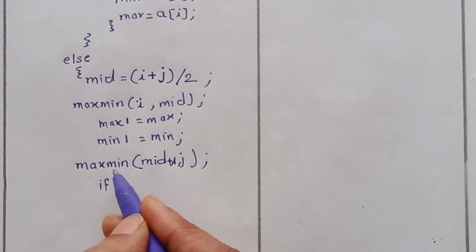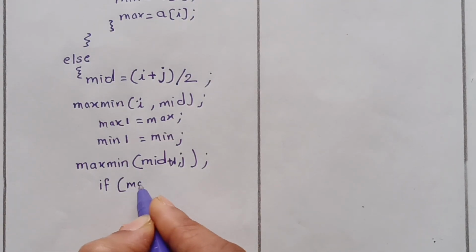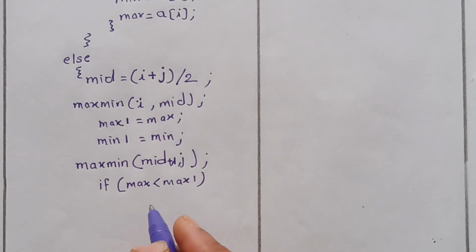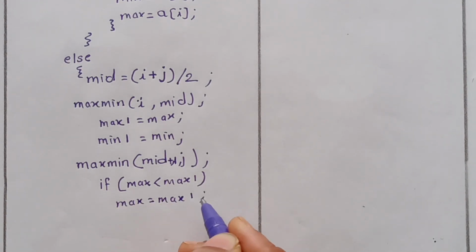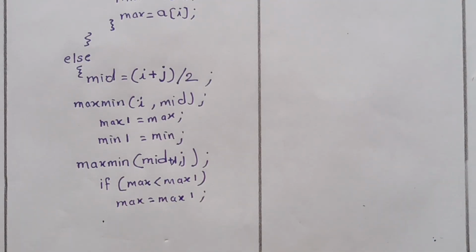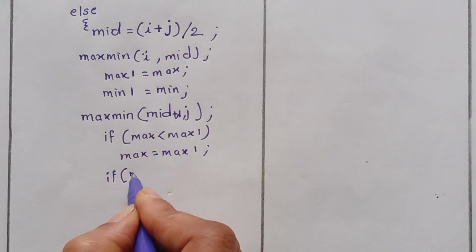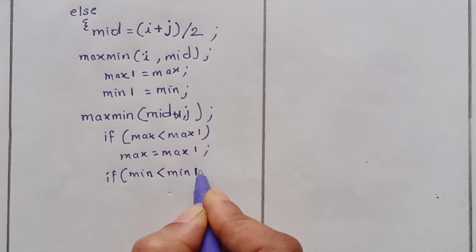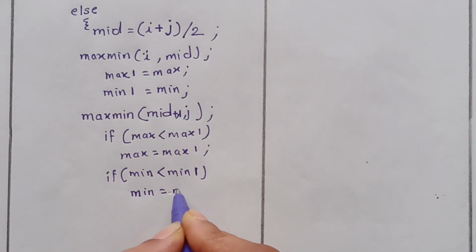Here you have to compare. Whenever you get minimum and maximum from this function, you have to check whether max is less than max 1. If it is less than max 1, you have to take max equal to max 1. Otherwise max will remain the same. In the same way, check the minimum value: if min is less than min 1, min equal to min 1.